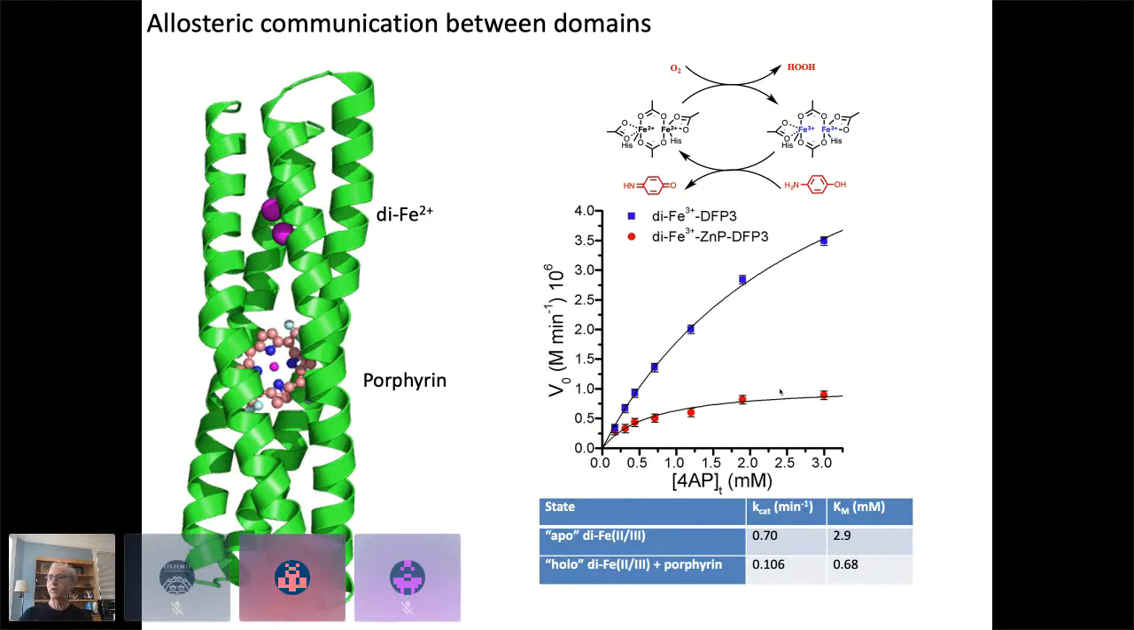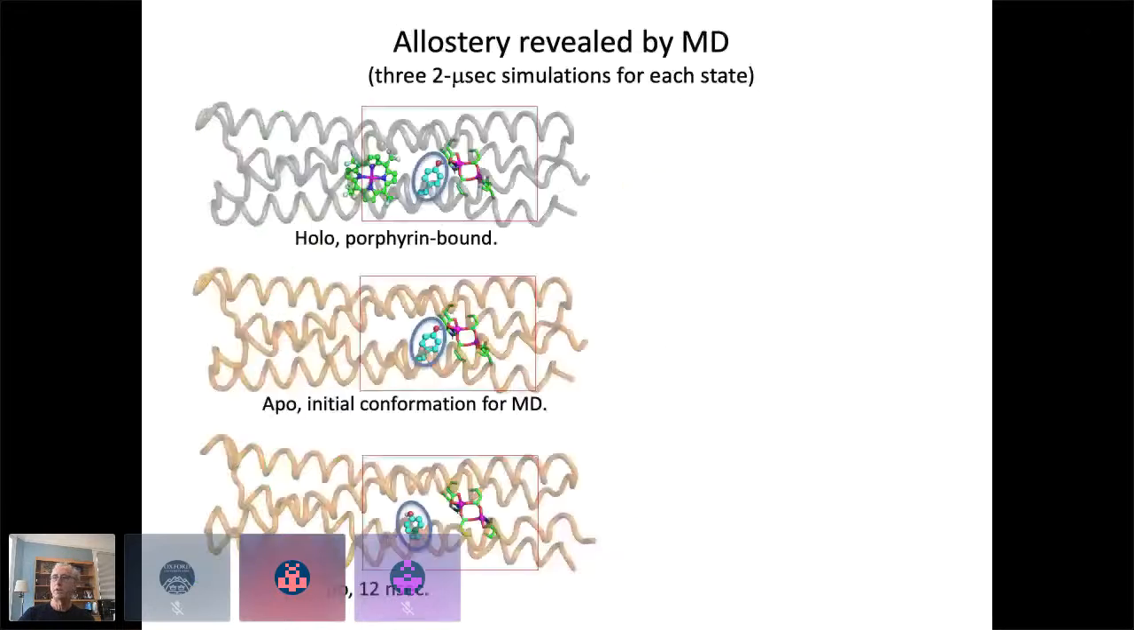So what's going on? We don't have a crystal structure of the apoform, but we have conducted molecular dynamics simulations in collaboration with Michael Graves' lab. And so he removes the porphyrin, and we see then what happens.